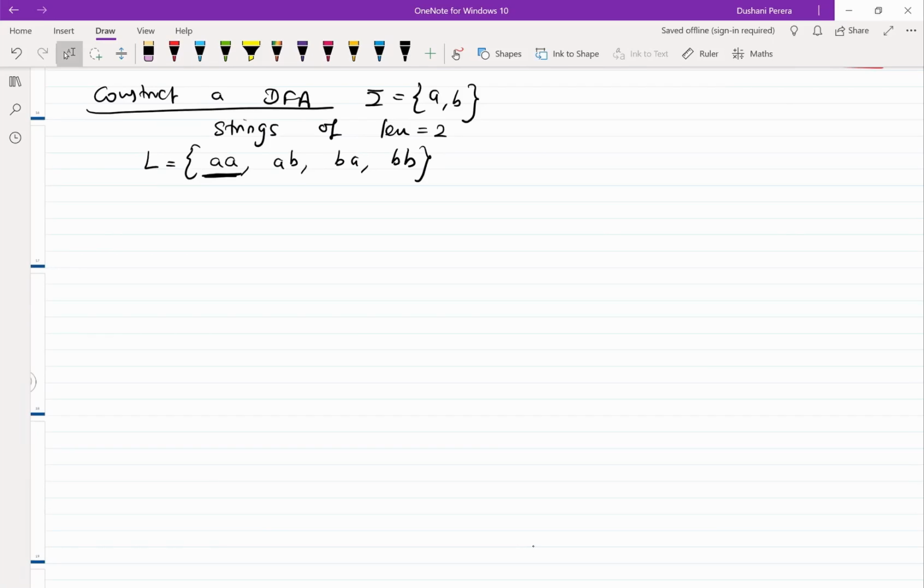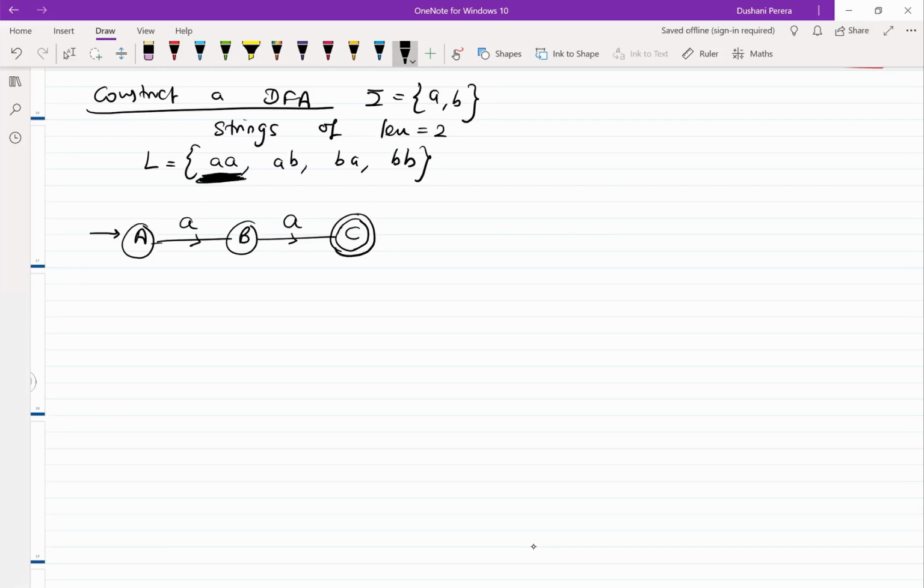Okay, so let's first draw the DFA which will accept AA. Now I will have an initial state, that is the start. We begin from there. Yeah, so I need to accept AA. So upon giving A, I should come to a state. Then I have the next A, then I should come to a state. And now since this string is there in the language and that should be accepted by the language, C should be a final state.